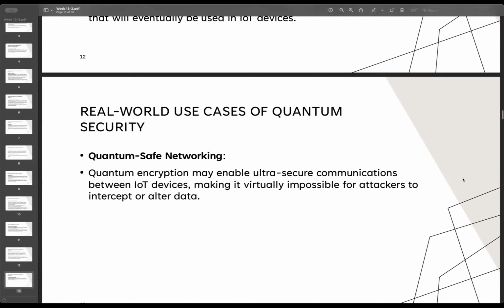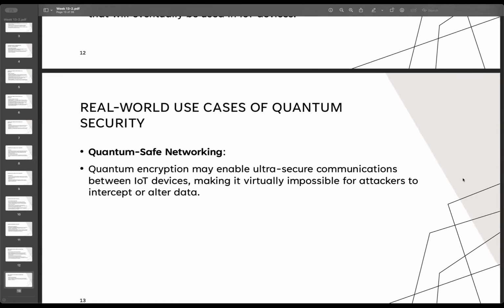And also we have quantum safe networking. Maybe we can use encryption to enable ultra secure communication between the IoT device and server. That is possible if we use a key, and let the API server and node use quantum encryption cryptography, so it can be virtually impossible for an attacker to intercept or alter data. So it's an idea we can apply.